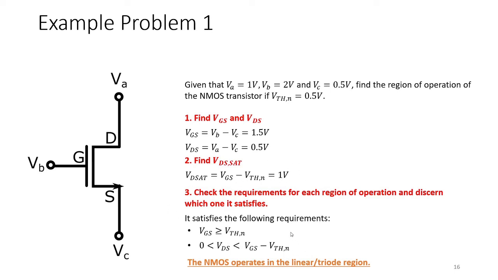Now, remember that using these VGS, VDS, and VDSAT, we can find the region of operation. As you can see, it satisfies these requirements. VGS is greater than VTHN: VGS is 1.5, VTH is 0.5, so this is true. And VDS is between 0 and VGS minus VTH: VDS is 0.5 and VGS minus VTH is 1. Therefore, because it satisfies these requirements, the NMOS operates in the linear or the triode region.